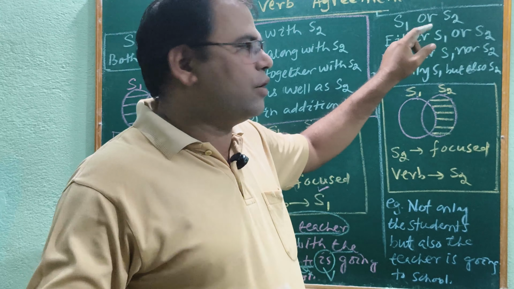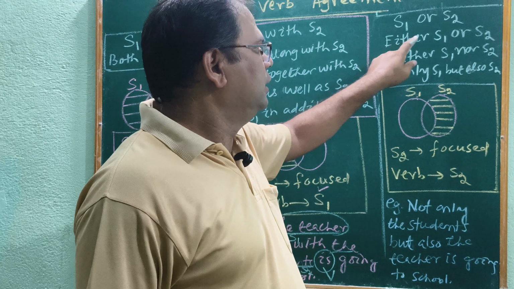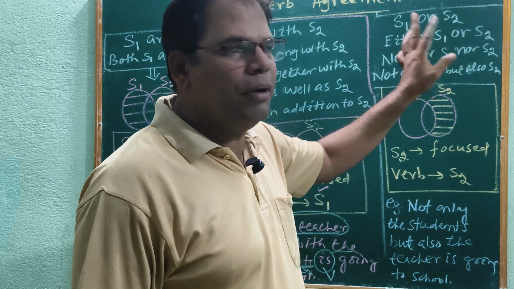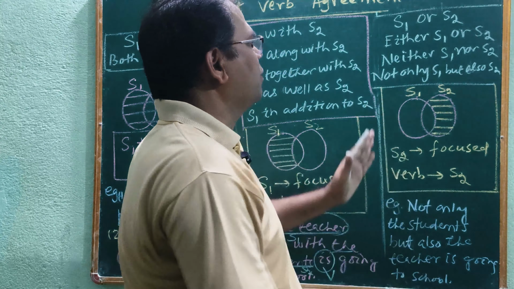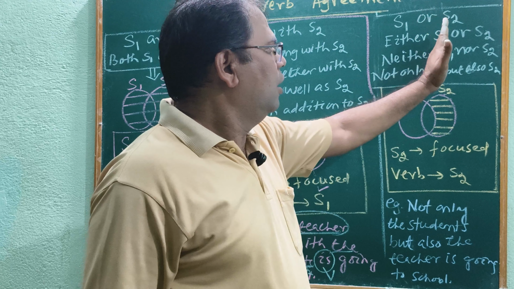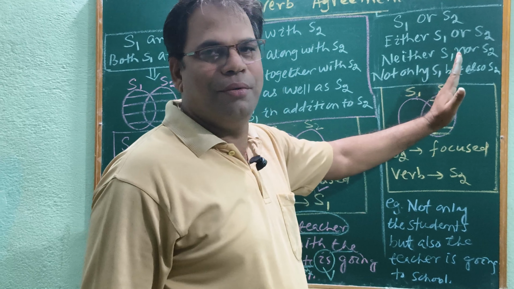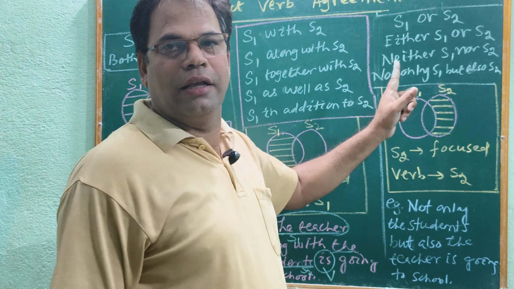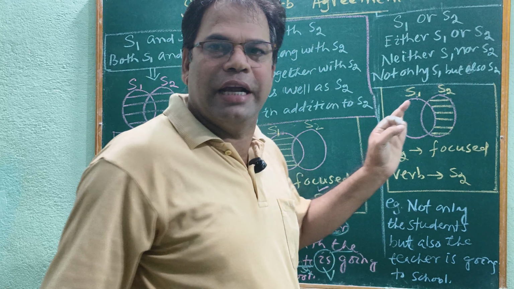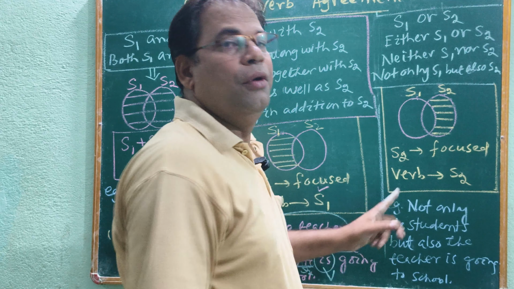When two subjects are connected with or, either or, neither nor, not only but also, at that time the second subject is emphatic. That means after or, nor, but also, whatever comes is the second subject and that is emphatic. As per that, as per S2, we have to use the verb.